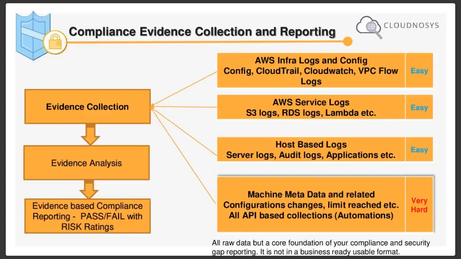The second one, service logs, S3 logs, RDS logs, and Lambda, and things like that, that's also fairly easy to do. You can just go and turn that on. And same thing with host-based logs. So your applications are running, and there are logs about access and audits and things like that. That's reasonably easy to do, but you have to set up the path and things like that. So there's still a little bit more programming work involved, but it's still fairly easy to do. Okay, those are the easy things that you can do.